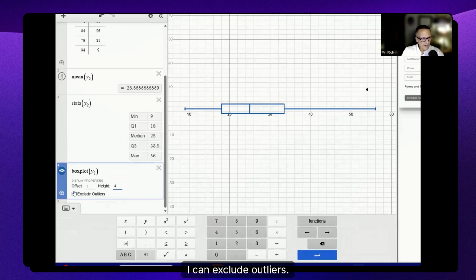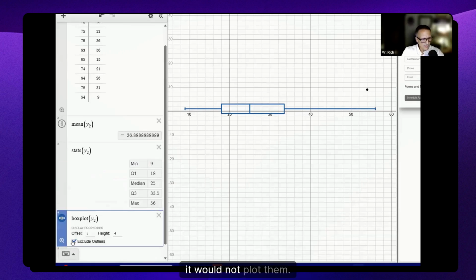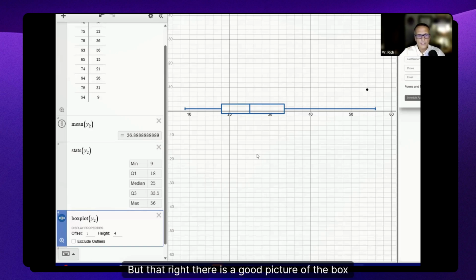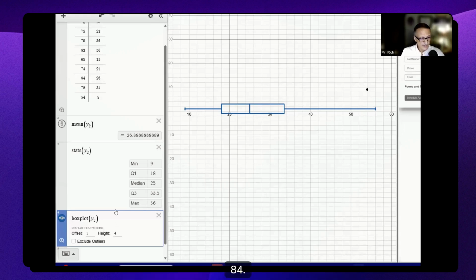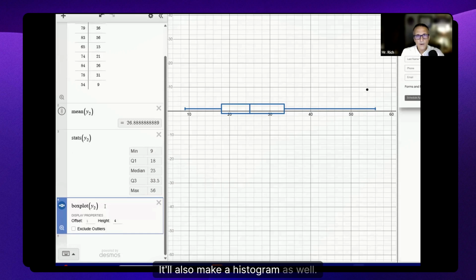I can exclude outliers. So if there were some outliers, it would not plot them. Unfortunately, I don't believe Desmos will check for outliers and plot them as points, showing them as outliers. But that right there is a good picture of the box plot. It's showing me that my median value right here is somewhere between 24 and 26. There's my third quartile, my first quartile, my min, and my max. So it'll make a box plot for you a lot faster than probably you could do it on a TI-84. It'll also make a histogram as well.